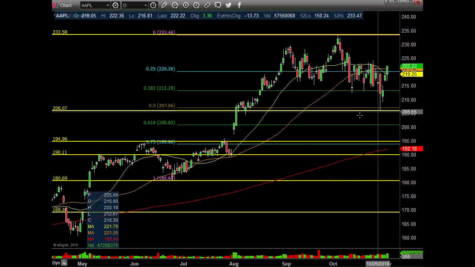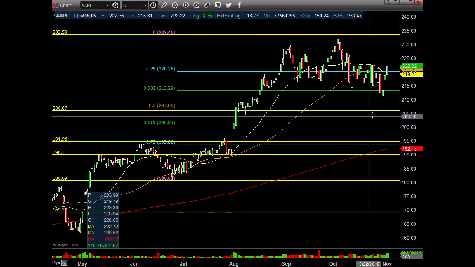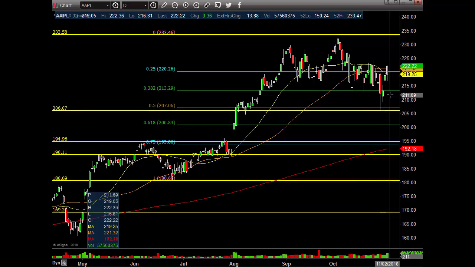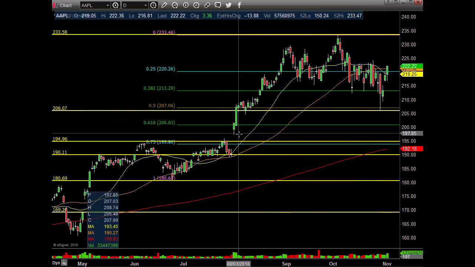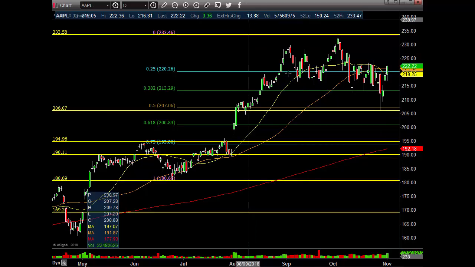But if we do hold the 206 area, and this got another little pivot right here around 204.70, so anywhere in this area, if it holds, we could get a pretty good bounce. So that's the areas you're watching for a bounce. For me, I gotta wait at least until the $200 number if we drop another $8 or so, which it could. We could be 20 down on Apple tomorrow, maybe.